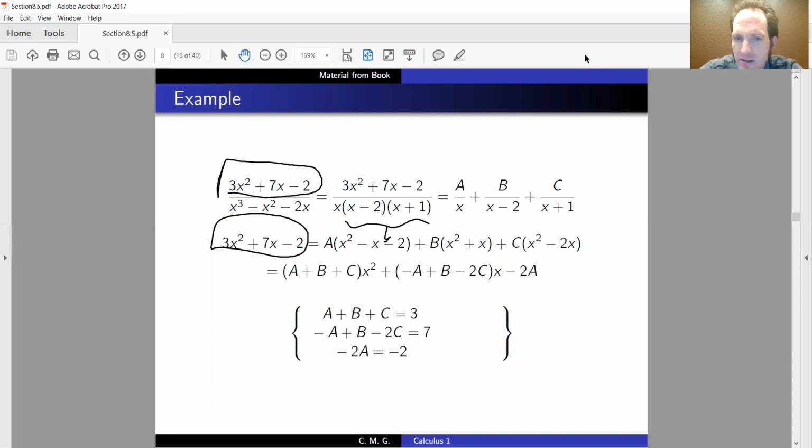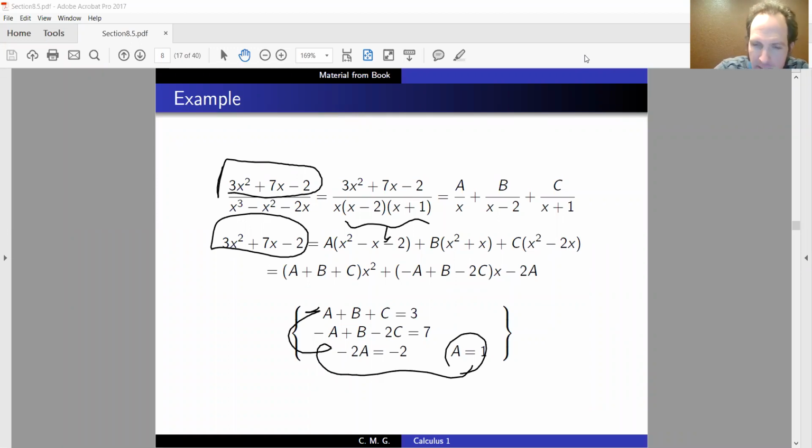Okay, so here there's an easy one. I can divide the last one by minus 2. That gives me a equals 1. Now I have a little bit of trouble. I have a b and a c in both of the other two equations. So it's harder to do a substitution, but it's not terribly bad. So I'm going to put the a equals 1 into the first equation and the second equation. That's going to give me 1 plus b plus c is 3, or b plus c is 2.